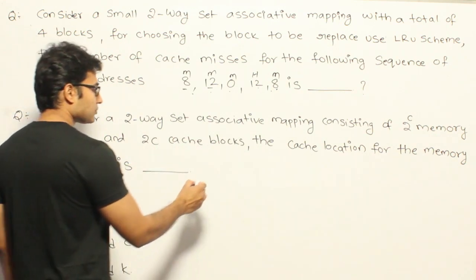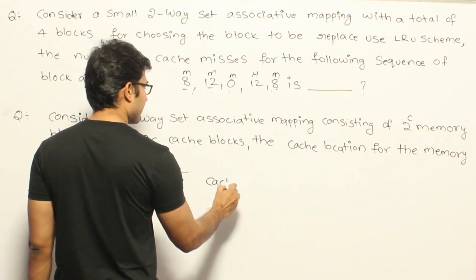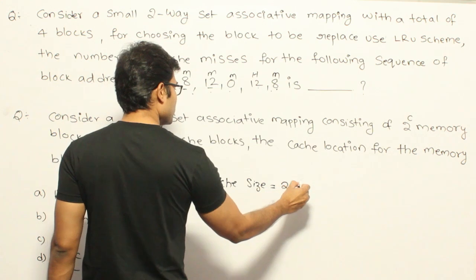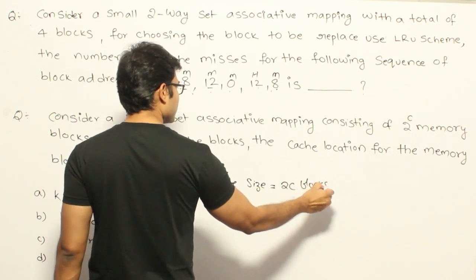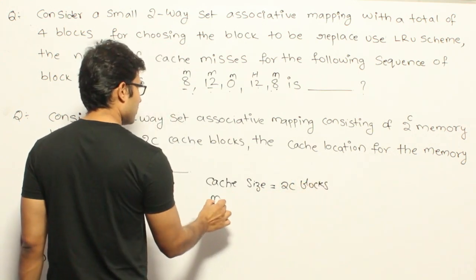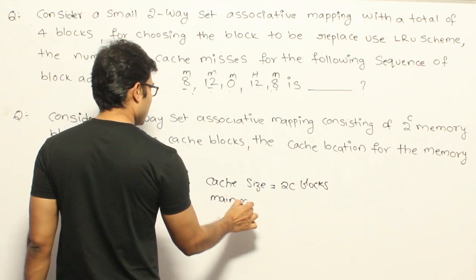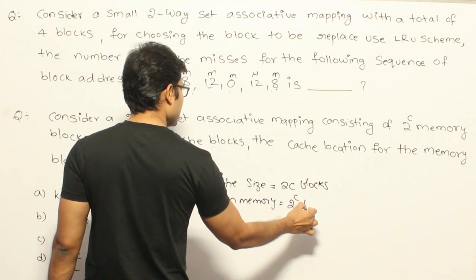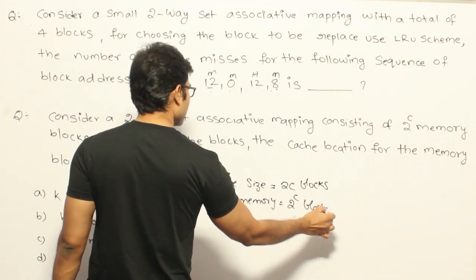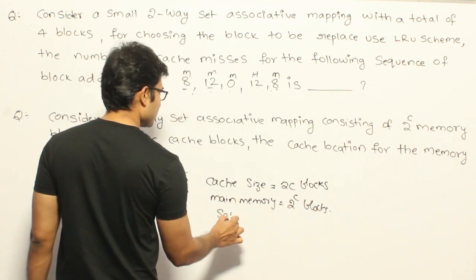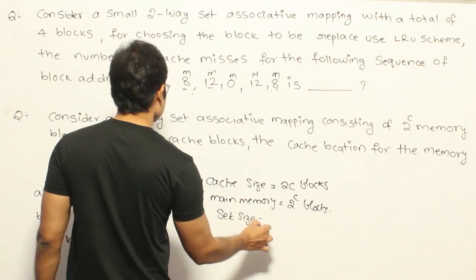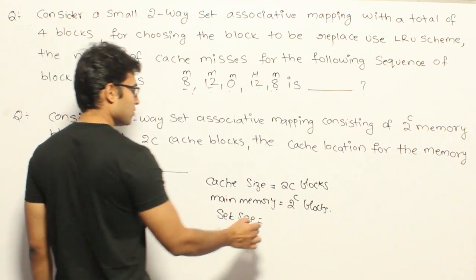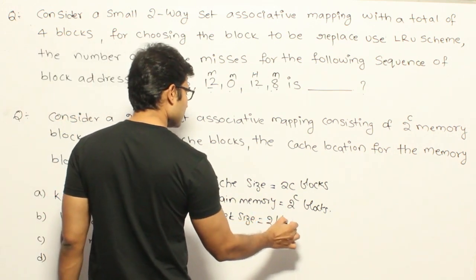Therefore cache size is equal to 2C blocks, and main memory size is equal to 2 power C blocks, and set size equal to, see this, two-way set associative word is used, therefore set size equal to 2 blocks. Got it?